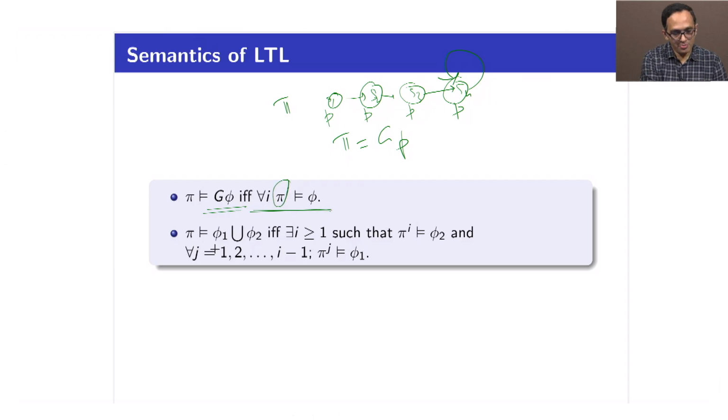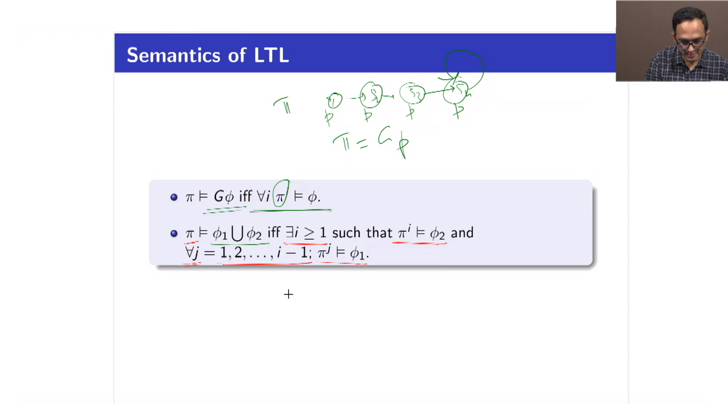The last one is phi 1 until phi 2. Here in phi 1 until phi 2, I am saying some path satisfies it if there exists some state i such that pi i satisfies phi 2, and for all j up to i minus 1, pi j satisfies phi 1.